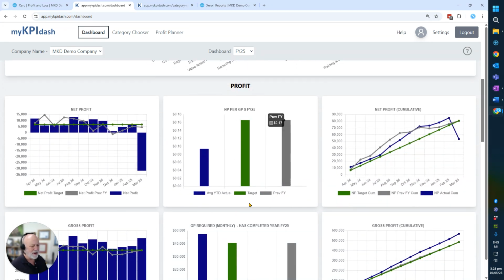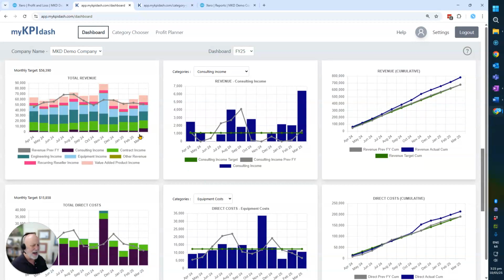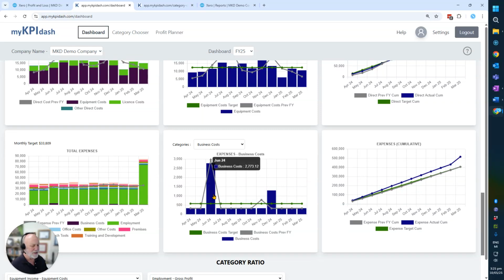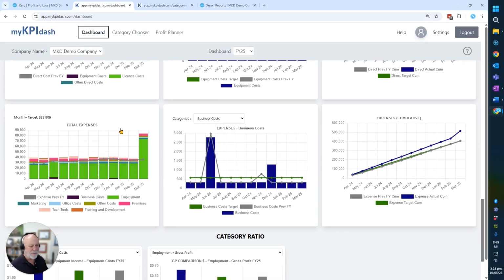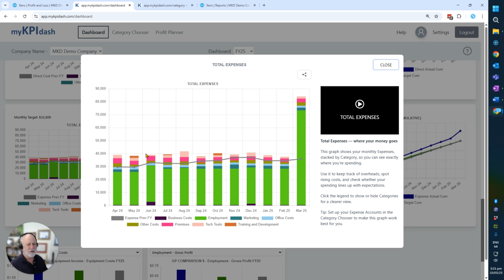And we've got some profit graphs for net profit, gross profit, just letting you know where you're at, and categories for revenue, direct costs, and total expenses. Now, one thing about the category graphs is that there's a bit of setup here for you. And this is really the only setup you have to do.